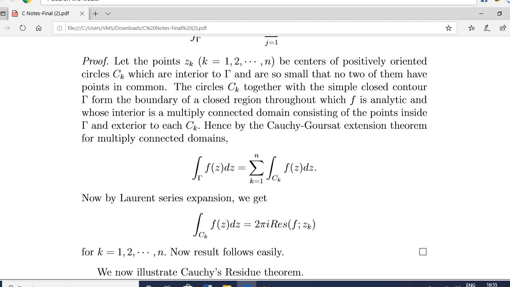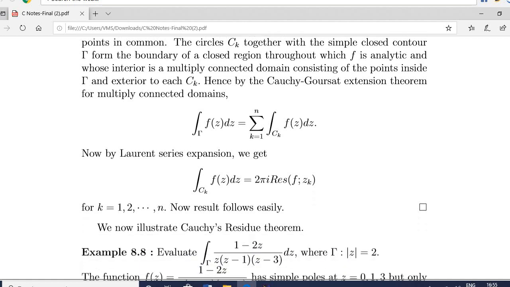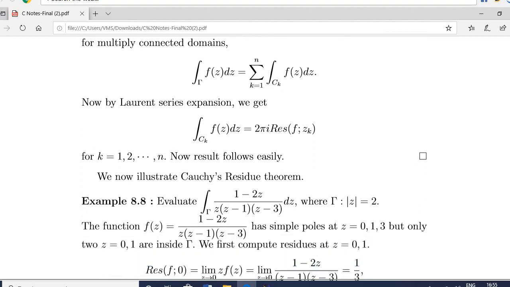It is just an application of the Cauchy-Goursat theorem. You write the Cauchy-Goursat theorem and interpret each of the integrals over smaller circles which are inside gamma as 2 pi I times the residue of f at z. This is the definition of residue. Let's see some examples. So suppose you want to evaluate (1 minus 2z) upon z times (z minus 1) times (z minus 3). So what are the singular points? 0, 1, 3.